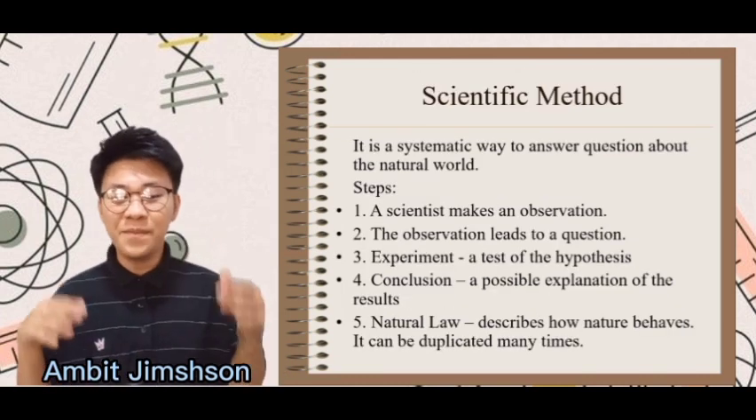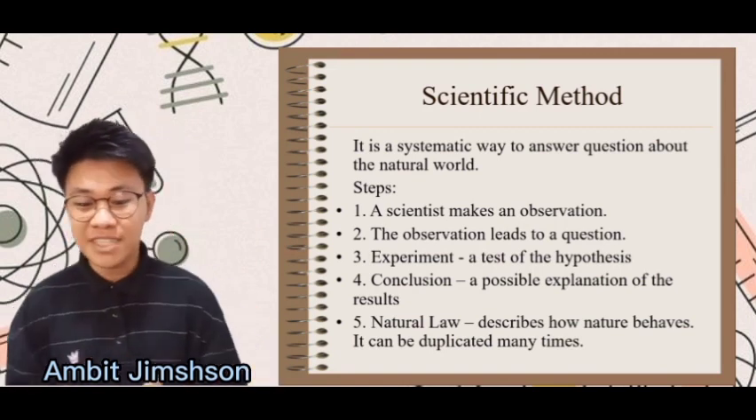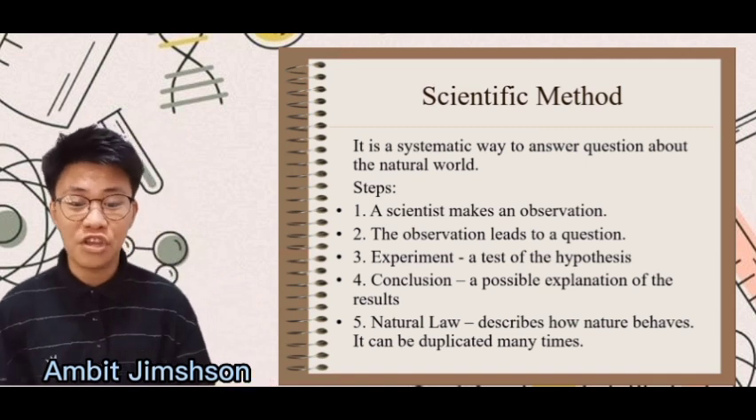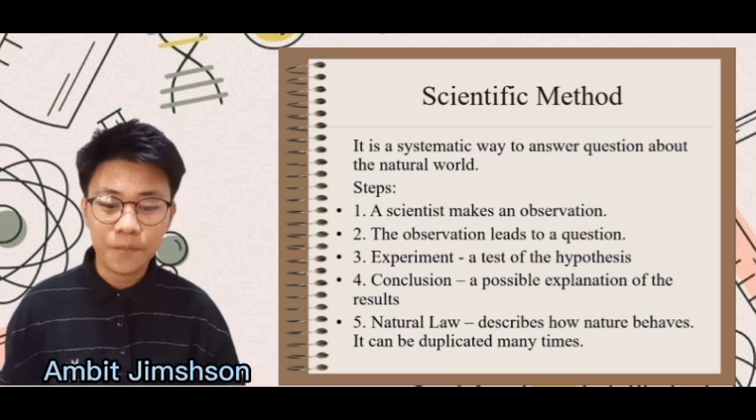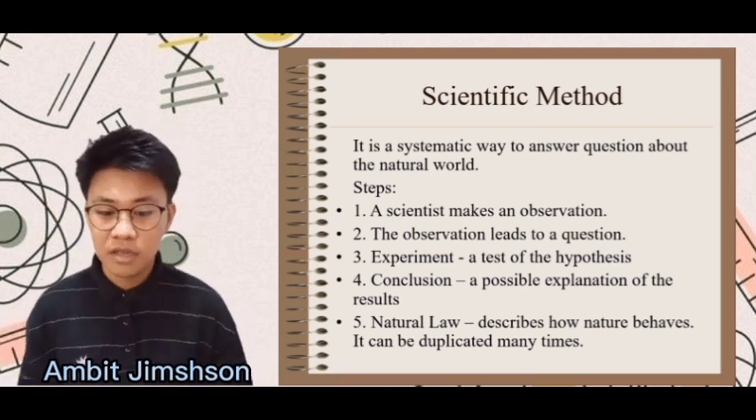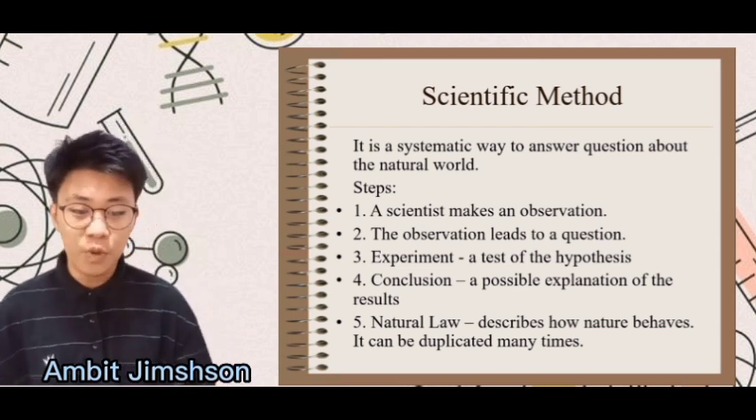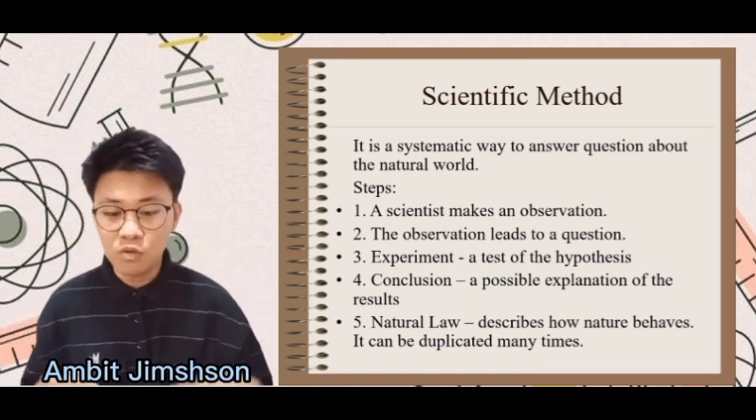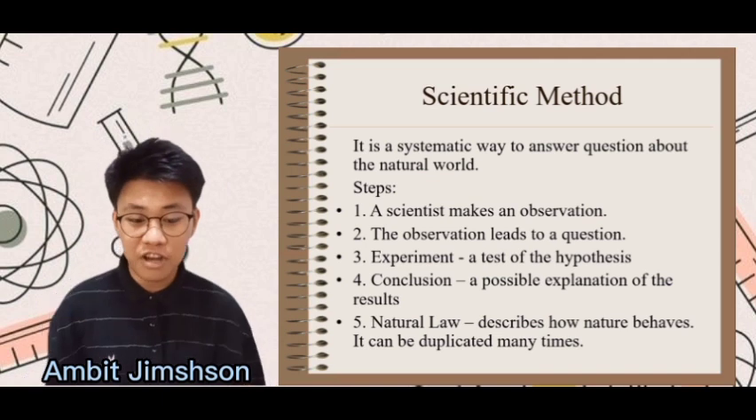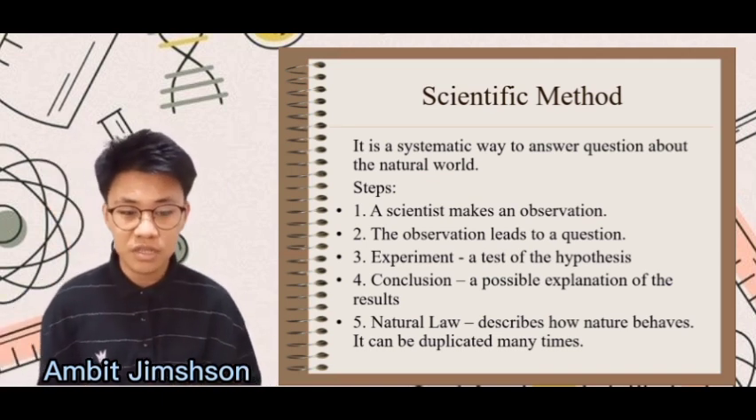The scientific method is a systematic approach used to answer questions about the natural world. It involves several steps. Number 1, observation: a scientist makes an observation which leads to a question. Number 2, experiment: the question is tested through experimentation where hypotheses are formulated and tested. Number 3, conclusion: the results of the experiment are analyzed and a possible explanation, known as a conclusion, is delivered.